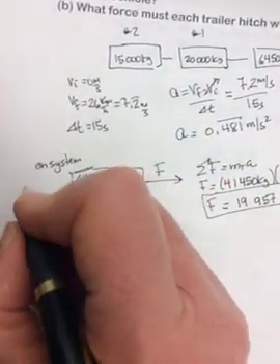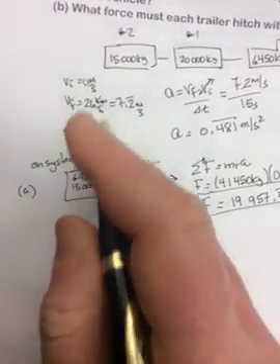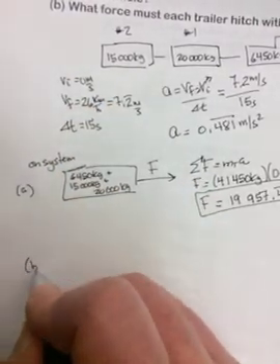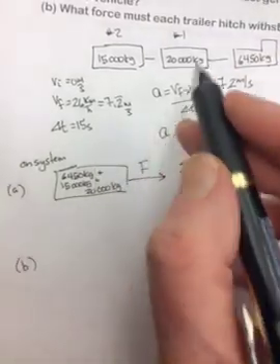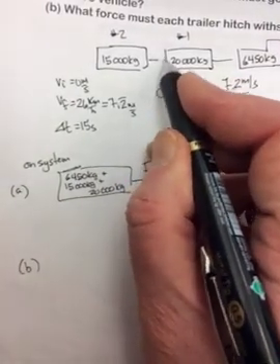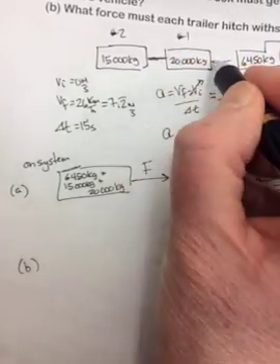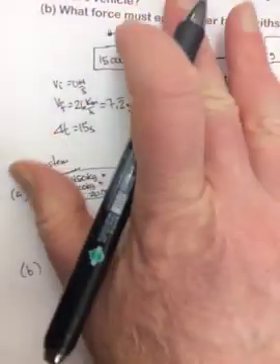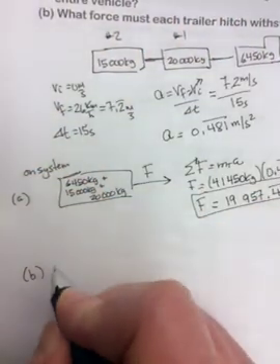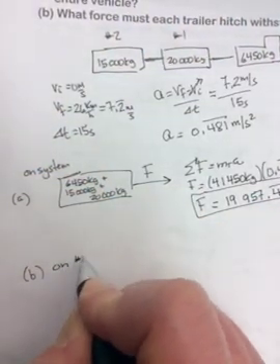I really need to change the acceleration and it'll be better, or this 26. Part B wants to know what force must each trailer hitch withstand. So now you're looking for the internal forces. To find the internal forces between the trailers, you need to look at the individual parts. So always start on the back one, on number 2.